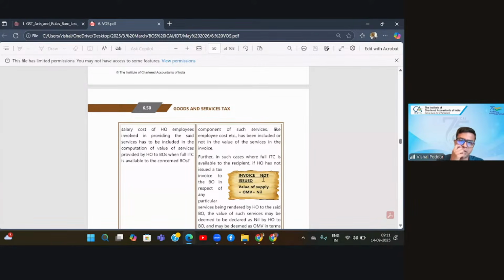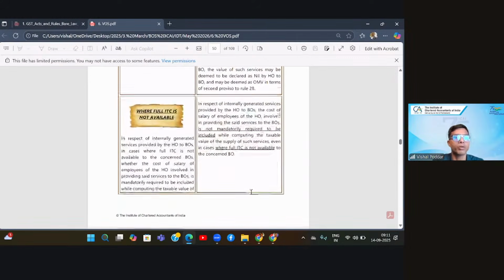So till then, they have given this relief also that even if I have not issued any invoice, but if my recipient, that is my branch, is eligible for full ITC, me not issuing an invoice is also accepted, because it will be assumed that I have issued a nil invoice, and nil is also a value which will be considered as open market value. In short, for me not issuing an invoice, there will be no challenge.